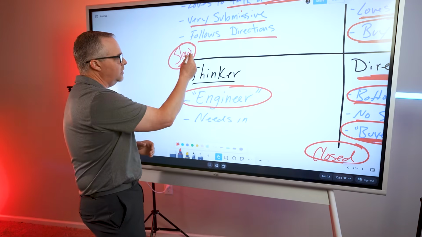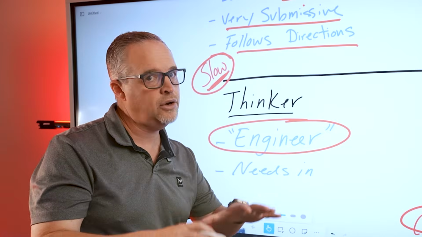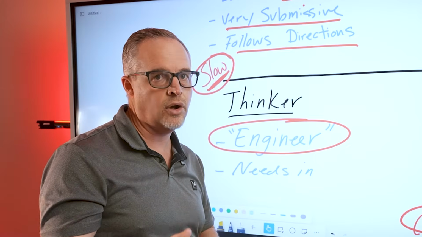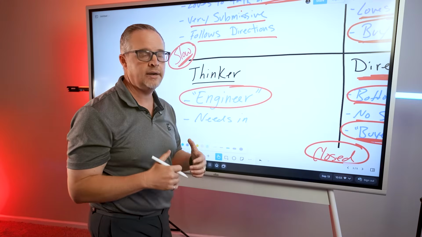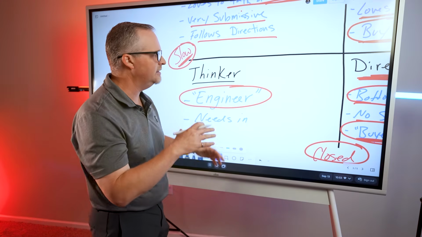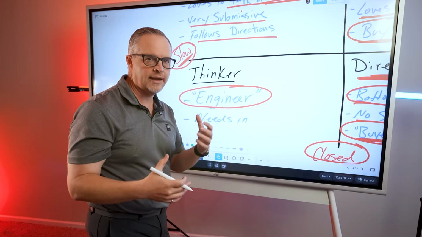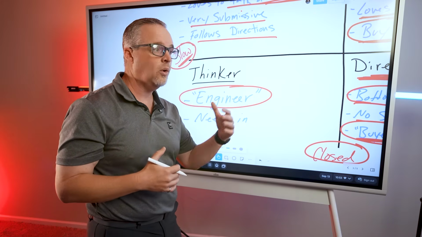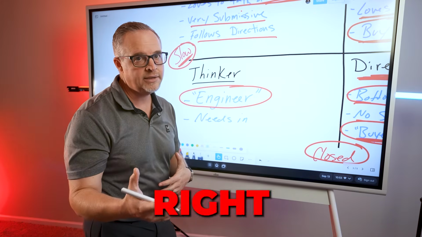So they are slower and they're closed off. Thinkers do not like to sit there and talk to you. They like to think, right? And so when they're closed off, you might find out that they don't like to get into themselves or into their family. They want to get right down to business.